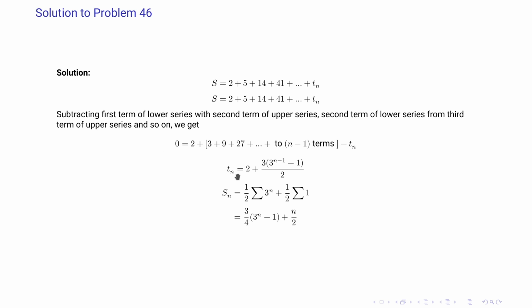We take tn this side, so tn is equal to 2 plus, this is a GP with first term 3 and common ratio also 3. So sum of GP would be 3 into 3 to the power n minus 1 by 2. Now we apply the sigma operator. So we get the final answer as 3 by 4 into 3 to the power n minus 1 plus n by 2.